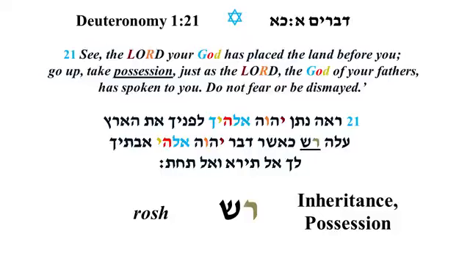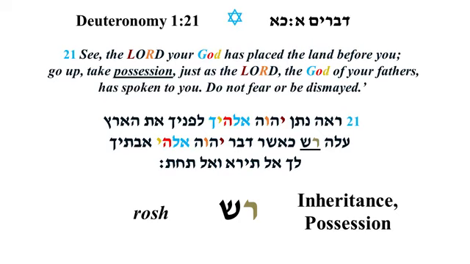Deuteronomy 1:21 says, "See, Yahweh your Elohim has placed the land before you. Go up, take possession, just as Yahweh, the Elohim of your fathers, has spoken to you. Do not fear or be dismayed." So this word rosh here, you see, resh, shin, can also represent inheritance or possession.